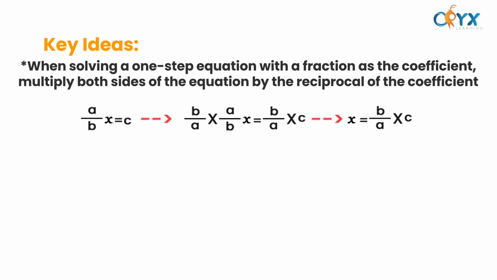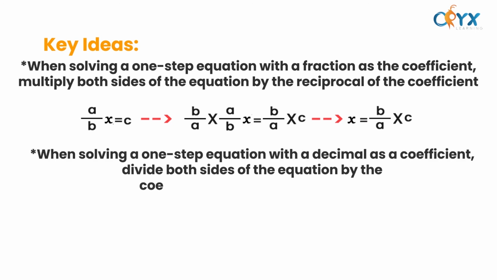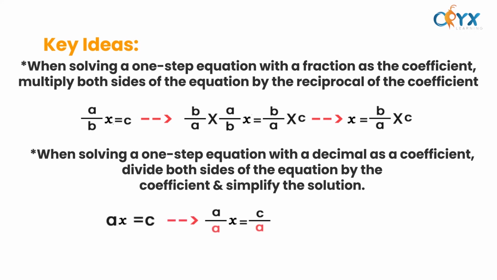When solving a one-step equation with a decimal as a coefficient, divide both sides of the equation by the coefficient and simplify the solution. So if we have a times x equals c, we can divide both sides by a to keep the equation in balance. a over a is simply 1, so 1x equals c over a.